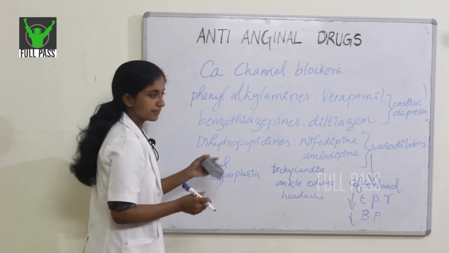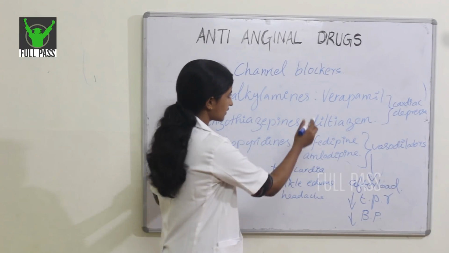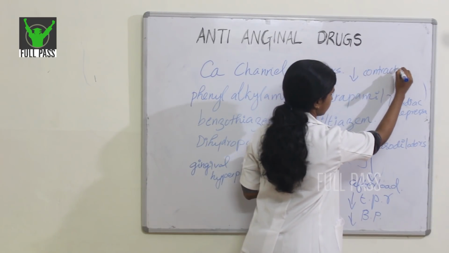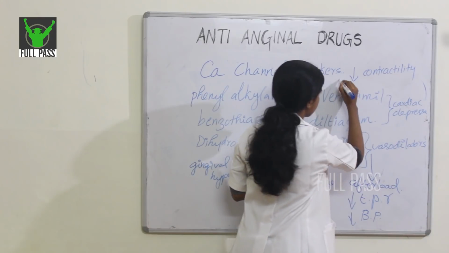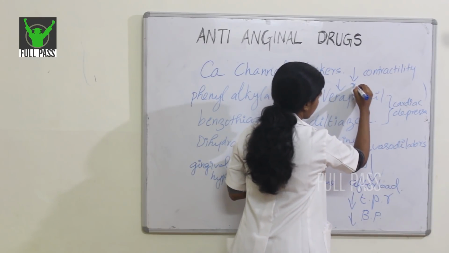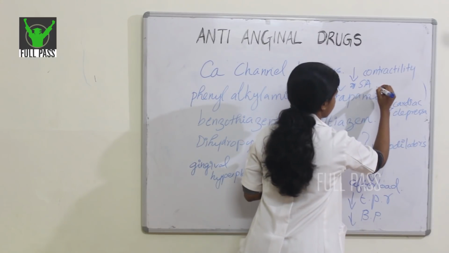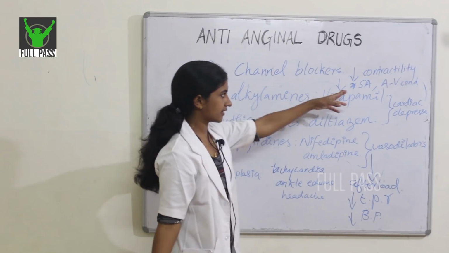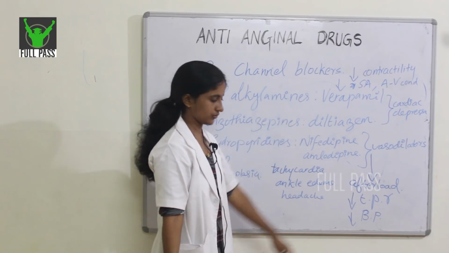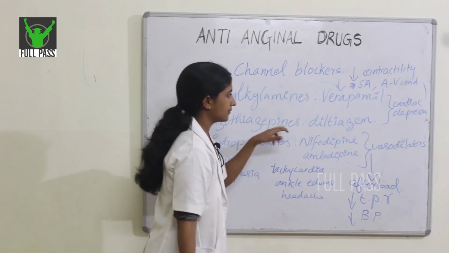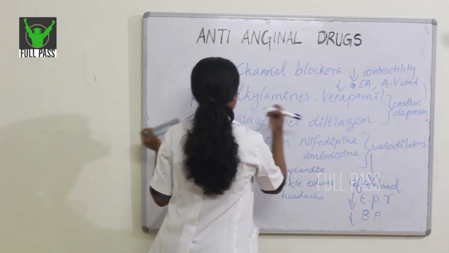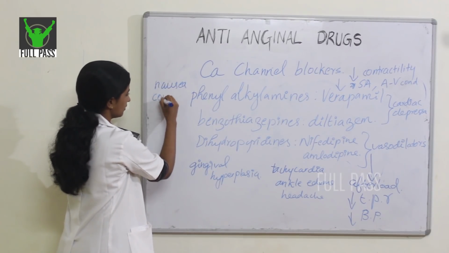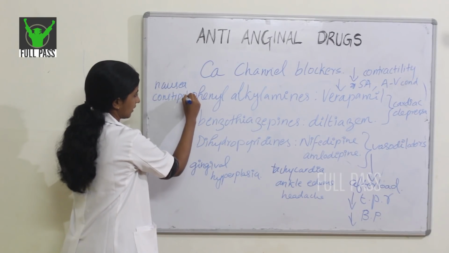Now moving on to verapamil and diltiazem, they cause a decrease in contractility of the heart, and also they decrease the SA node rate, and AV node conduction is also decreased. So hence there is a decrease in contractility and heart rate also. That is the main action of verapamil and diltiazem. And their main side effects are nausea, constipation and bradycardia.